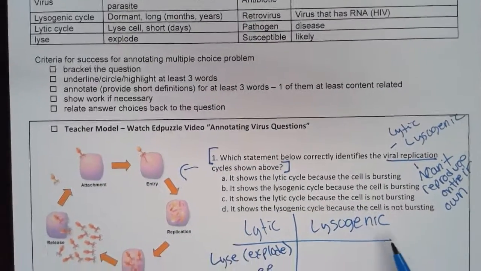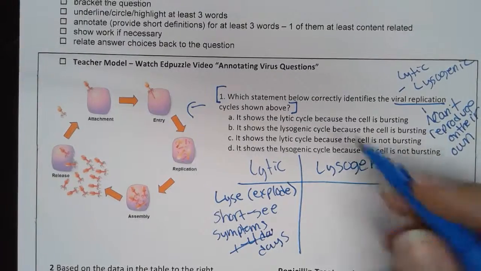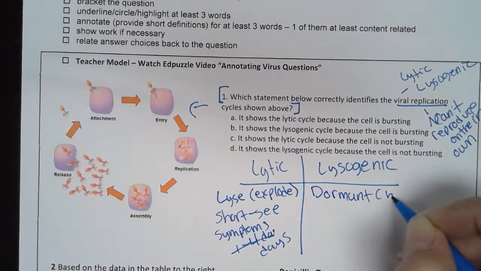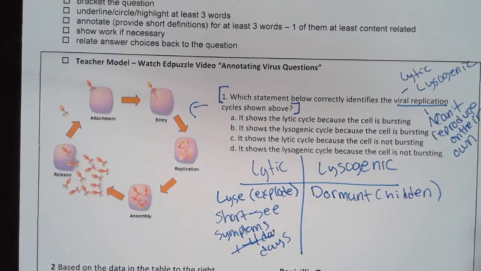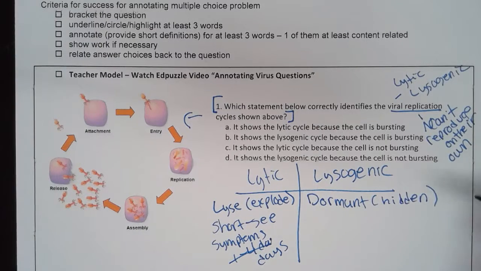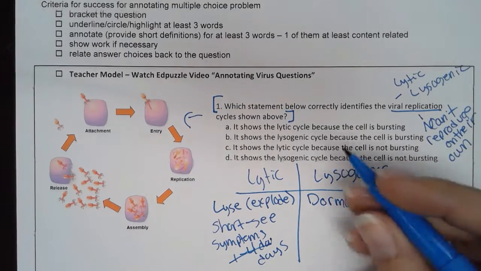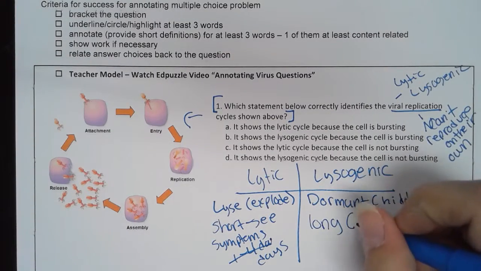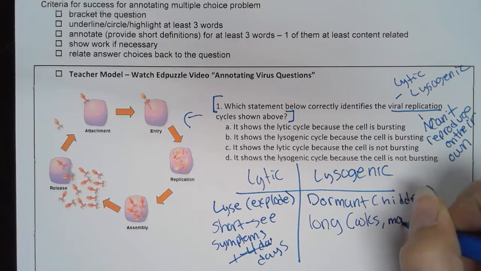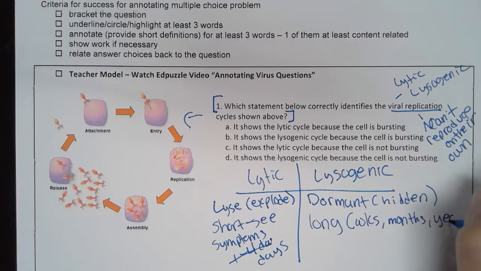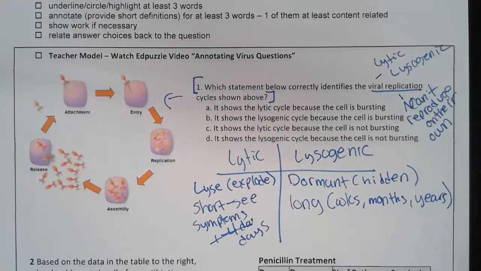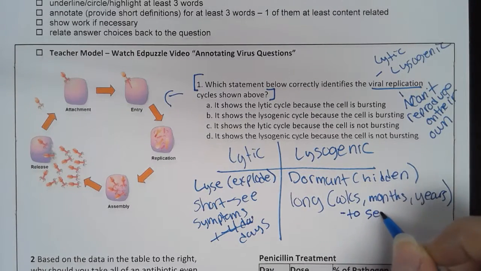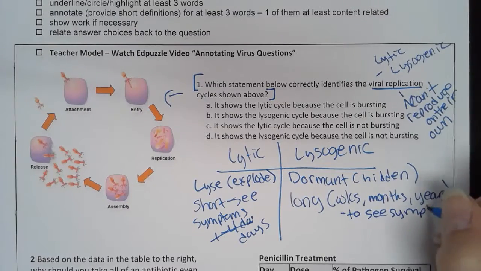Lysogenic has the longer name. This is actually much longer. This stays dormant or hidden. This is the really scary, sneaky one because you can have a virus for years and literally have no idea, but it's quietly infecting your cells. This can be hidden for weeks, months, years even. Like HIV can go up to like 8 years and you have no idea that you have it. Weeks, months, years to see symptoms.